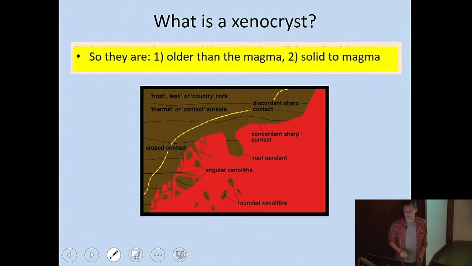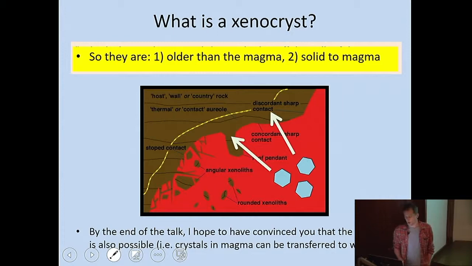So I'm going to question these two assumptions during the talk, and hopefully by the end I will have convinced you that the opposite of this process is also possible, and that is that crystals, phenocrysts or megacrysts in magma can be transferred to the wall rock. And this has important implications for magmas in place in tectonic environments. And I'll draw on those wider implications when I conclude at the end.